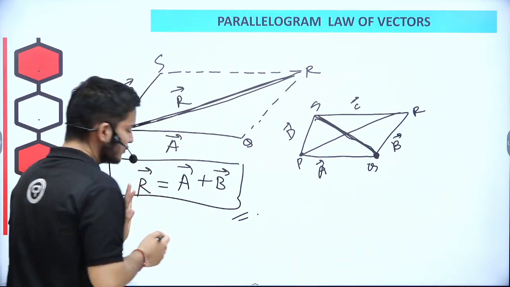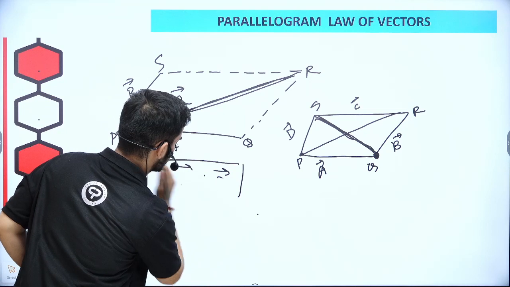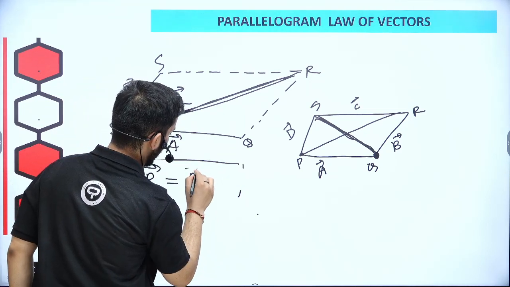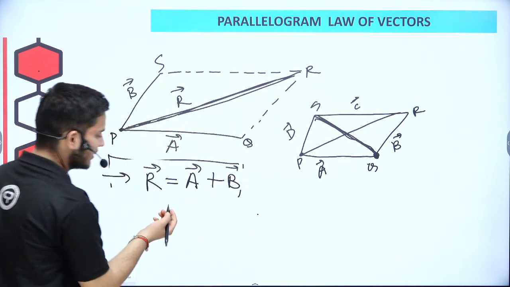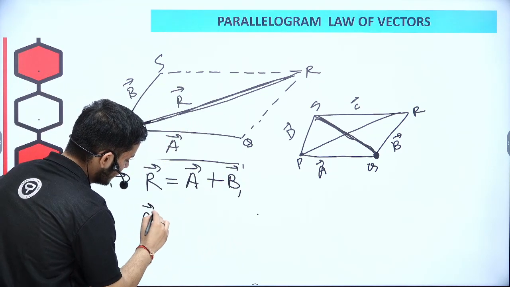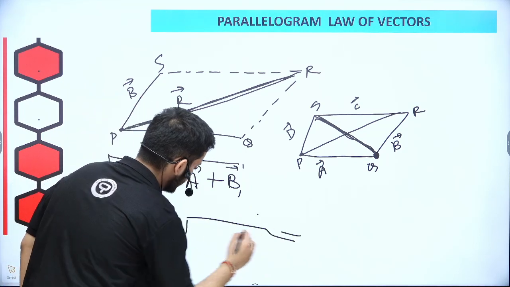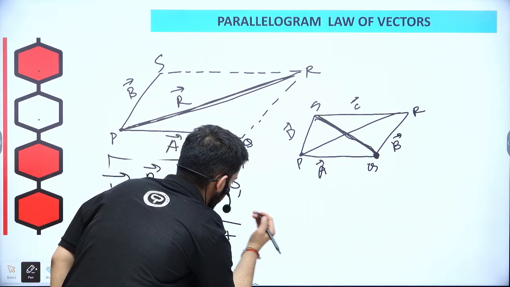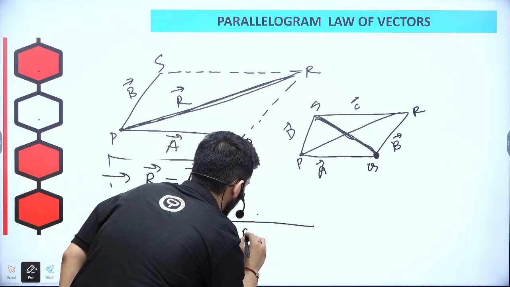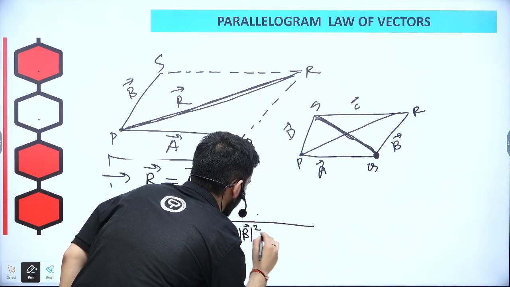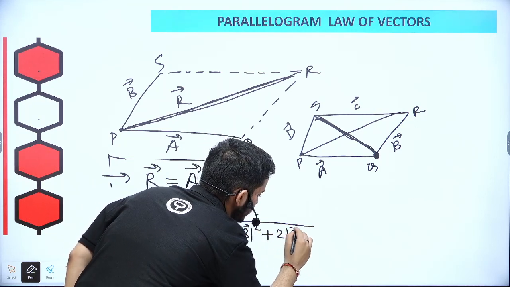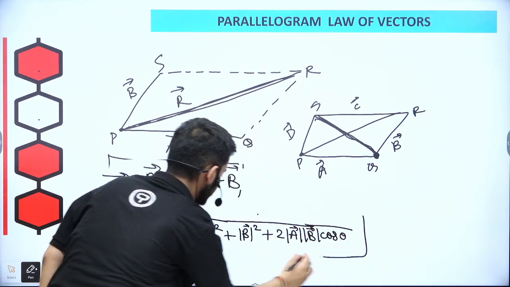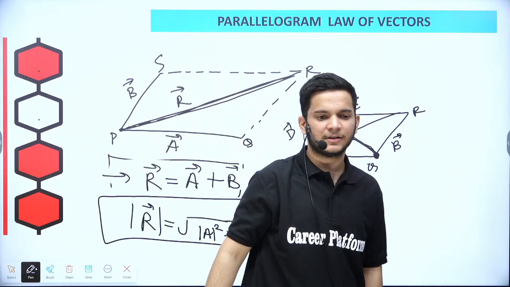This is the basic formula. Let me write it in a good way. R vector equals A vector plus B vector. But if we talk about the magnitude of R vector, what is it going to be? The magnitude of A squared plus B squared plus 2AB cos theta. Is this clear, students? Do we have any problem?